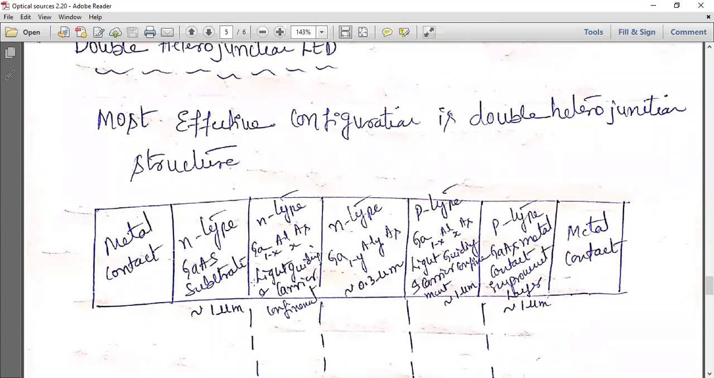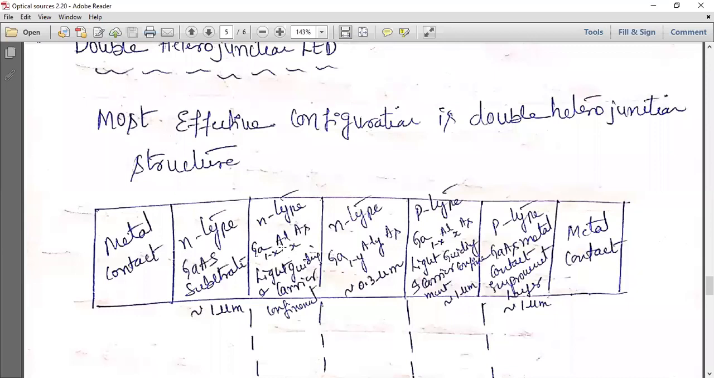The junction between them is one heterojunction. This is a single heterojunction. On the right side, you have a p-type material, gallium arsenide, and a p-type gallium aluminum arsenide. There is another junction, which is another single heterojunction. Together, this single heterojunction and this single heterojunction we call a double heterojunction.